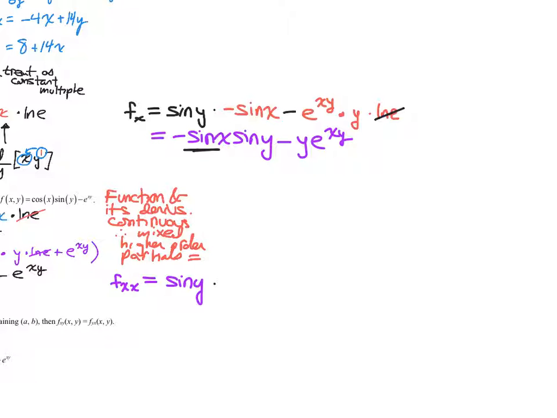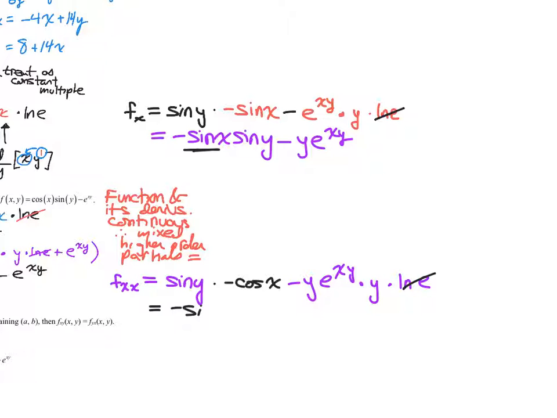Negative sine x has a derivative that's negative cosine of x. Now, that e to the xy, when it was the mixed second order partial, then it was a product rule situation. But now it's not going to be like that because the y is treated as a constant multiple. So much simpler. So minus y e to the xy times x, times y because it's differentiated with respect to x, times the natural log of e.